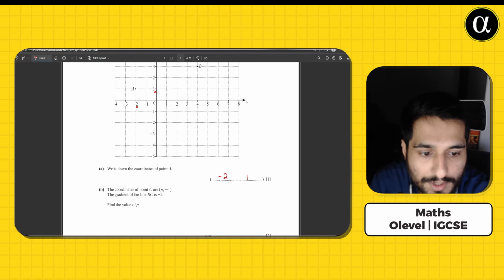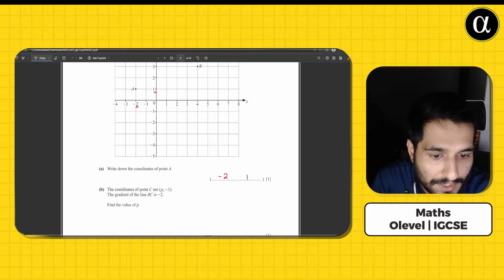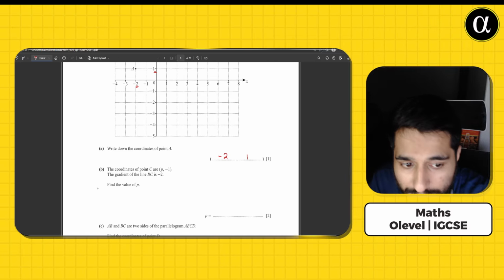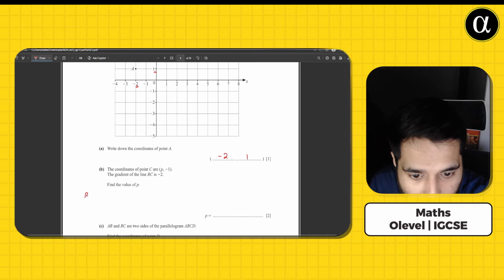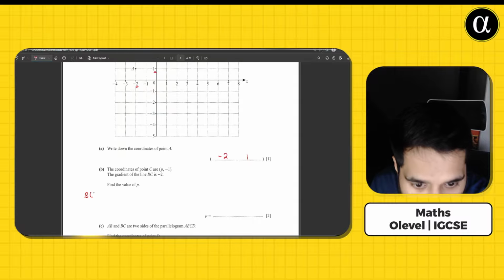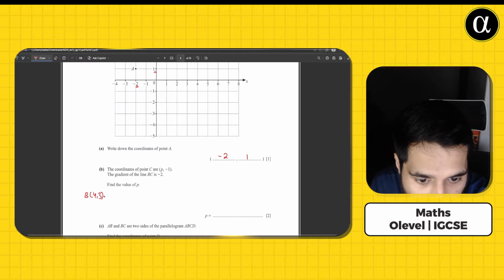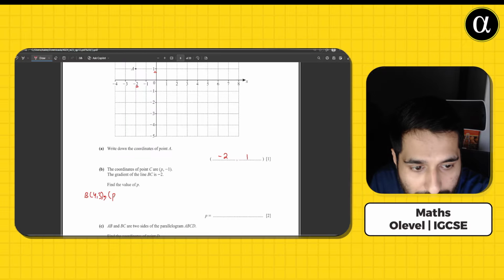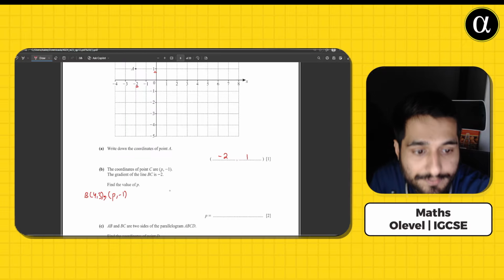Then it says the coordinates of the point C are P and minus 1. The gradient of BC is minus 2. Find the value of P. Do we have the coordinates of B? Yes, we do. The examiner has given the coordinates of B right here. It's 4 and 3. Do we have the coordinates of C? Yes, we do have the coordinates of C, which is going to be P and minus 1. The gradient of this is going to be minus 2.